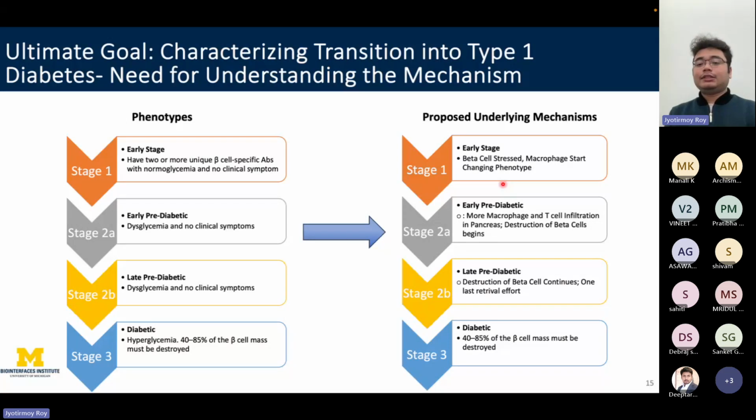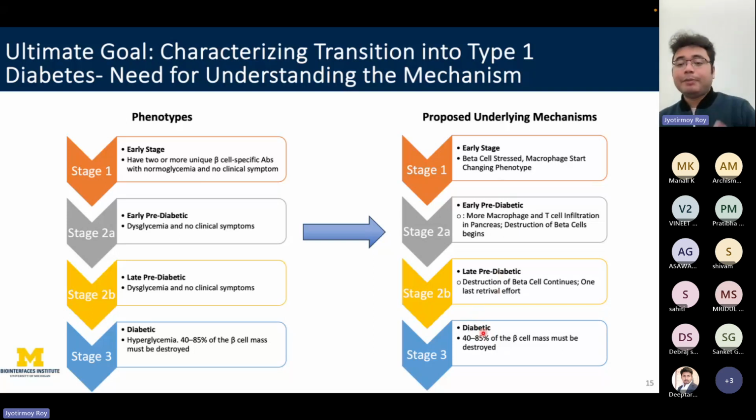In the early diabetic stage, the macrophages basically signal to the T cells to infiltrate into the pancreas, and the destruction of beta cells starts. In the late pre-diabetic stage, the beta cell destruction continues, and it's almost like the beta cell tries one last time to save itself, but it's not able to do so in the ones which progress to type 1 diabetes. And the diabetic time point is the one where destruction has already taken place.